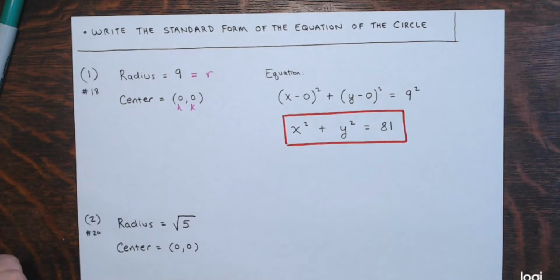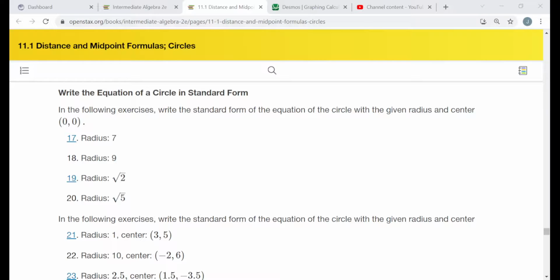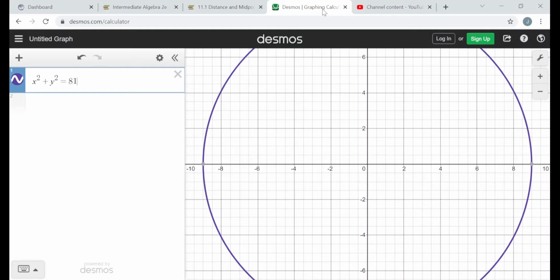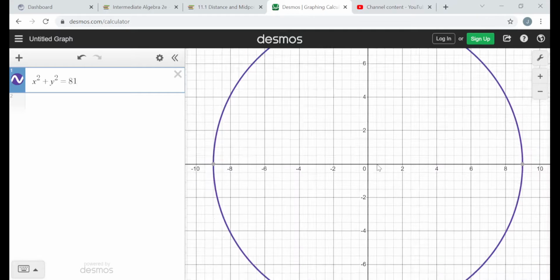All right, and then just to verify it, I'm going to go to a graphing calculator, a free online graphing calculator that I know I've used in previous videos at a website called Desmos.com. And I'm going to just enter that equation that we got. Right, we got x squared plus y squared equals 81. And look at this thing that popped up. Let me zoom it out a bit.